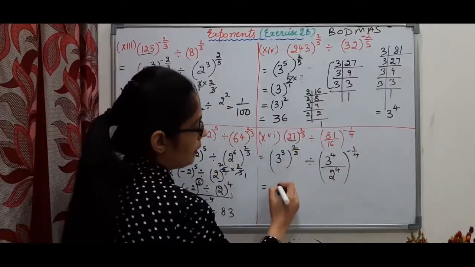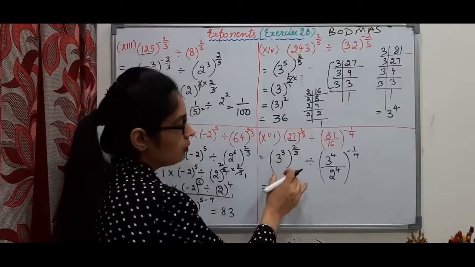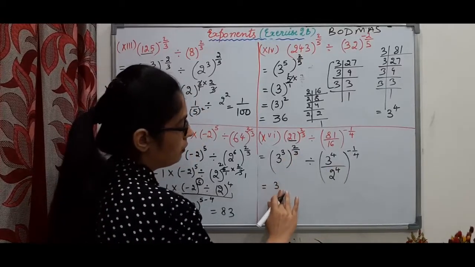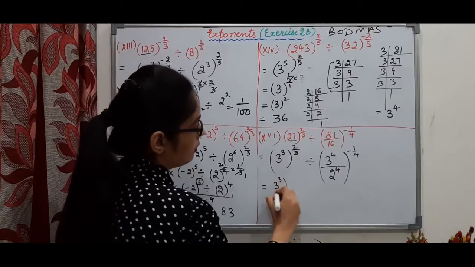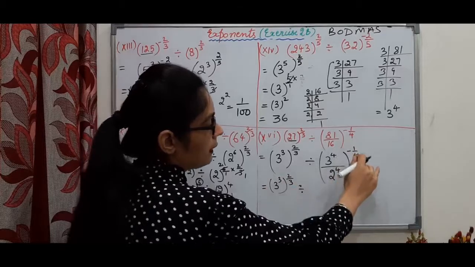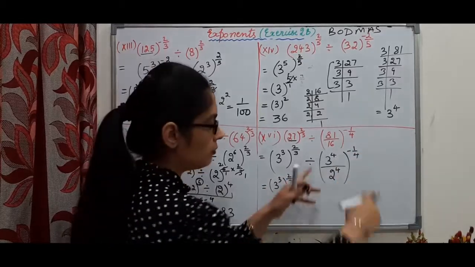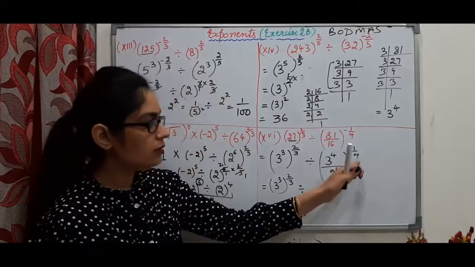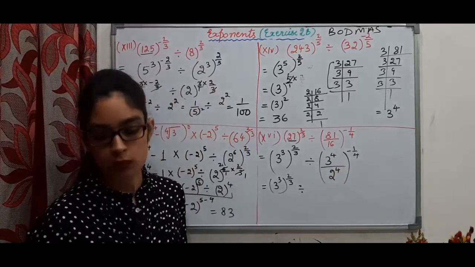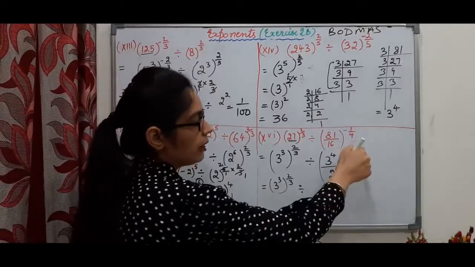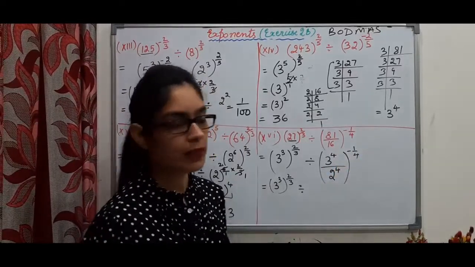So 3 to the power 3 in whole power 2 by 3, divided by, see this one, minus 1 by 4, minus 1 by 4 is with both. This also first we will write separately, then we will apply the power rule. So what we can do, first we can change this minus to plus. We can do the reciprocal of this and convert this power from negative to positive.